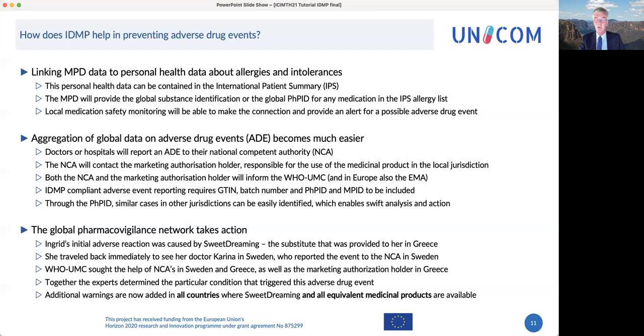And once they find that out, they can add those warnings, not only to sweet dreaming in Greece, but in all countries where sweet dreaming or equivalent medicinal products are available. So they can add this to the insert that's in the package and say, well, beware, if you have this condition, you should not take this drug, because the likelihood of having an adverse drug event is very high. So that's how the global pharmacovigilance network takes action in preventing adverse drug events. And that's where medication safety also comes in at a global scale and also at a long-term scale, not at the individual patient level, but at the group level, at the population level.